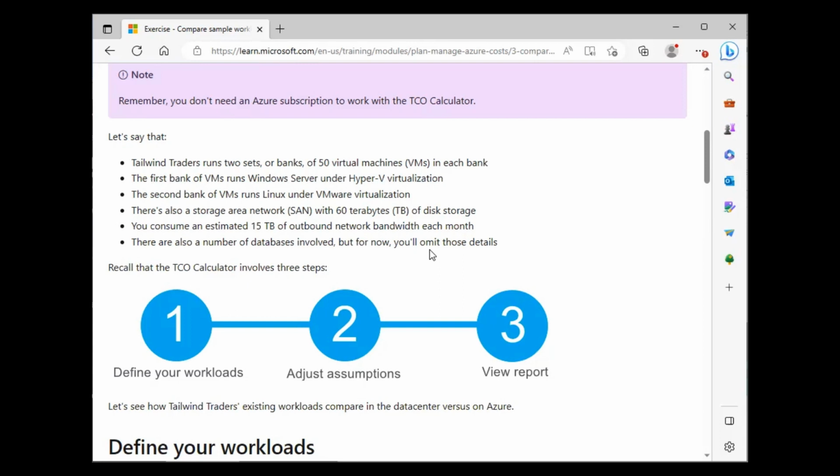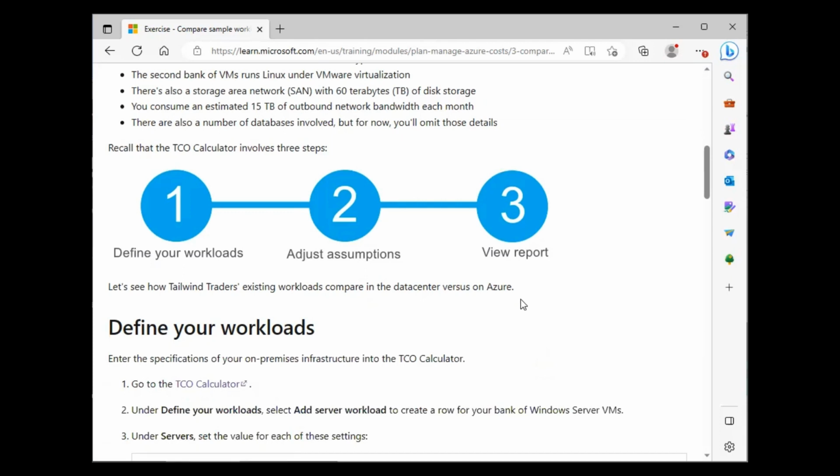They consume an estimated 15 terabytes of outbound network bandwidth each month. There are a number of databases involved, but for now, you will omit those details. Recall that the TCO calculator involves three steps: define your workloads, adjust assumptions, and review reports.